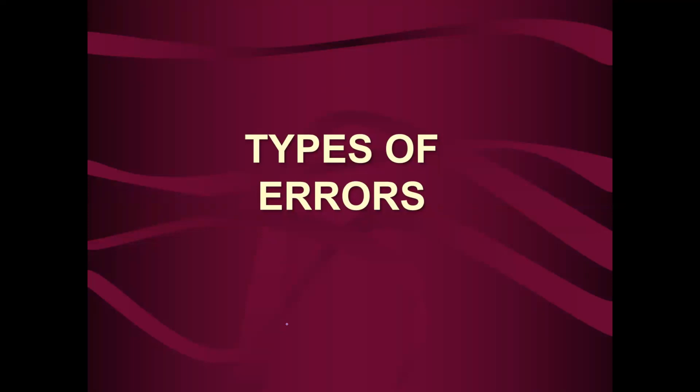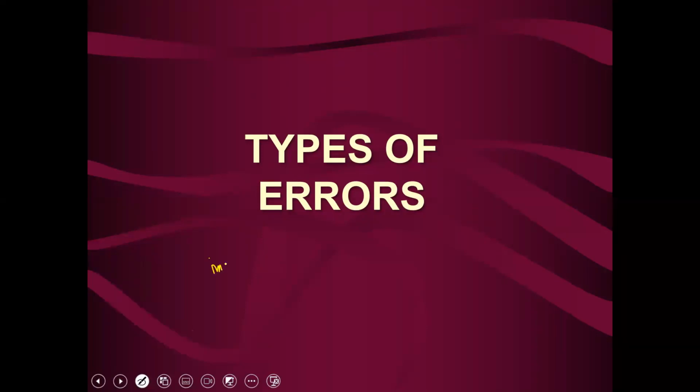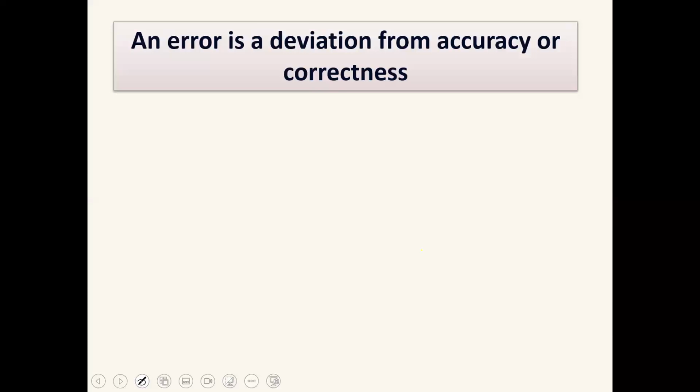So now, give the heading, types of errors. This is an important topic. What is an error? Actually, error is the difference, and error is a deviation from accuracy or correctness. You have to get an answer, but your answer deviates from the true value. This is what we call an error. You have to copy this screen.